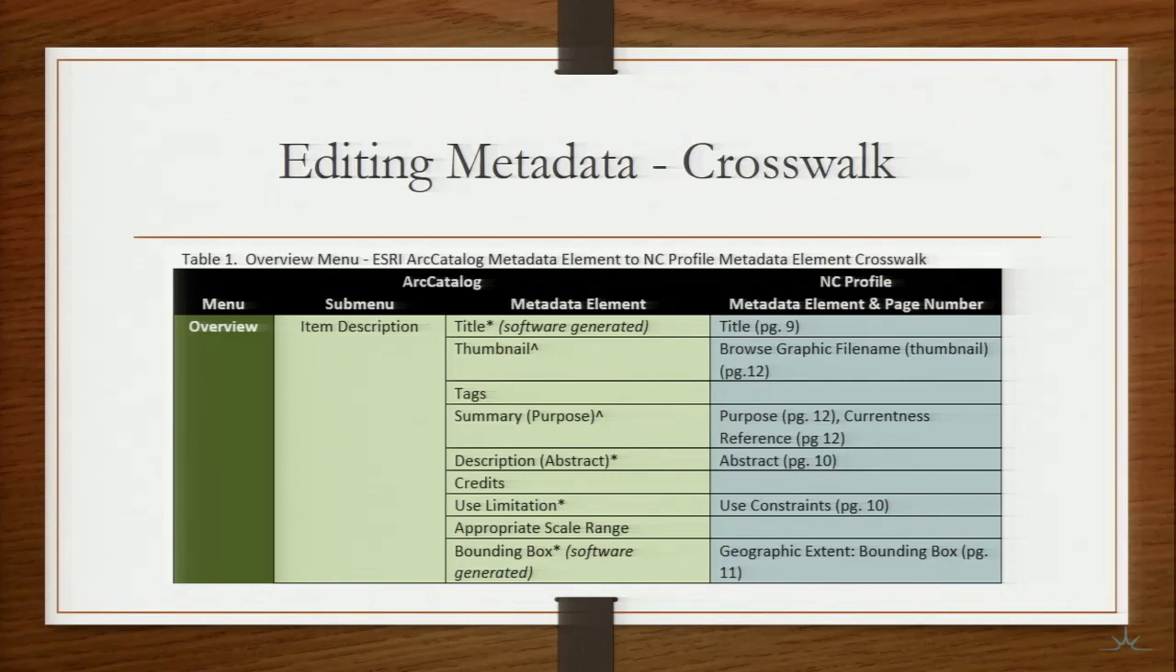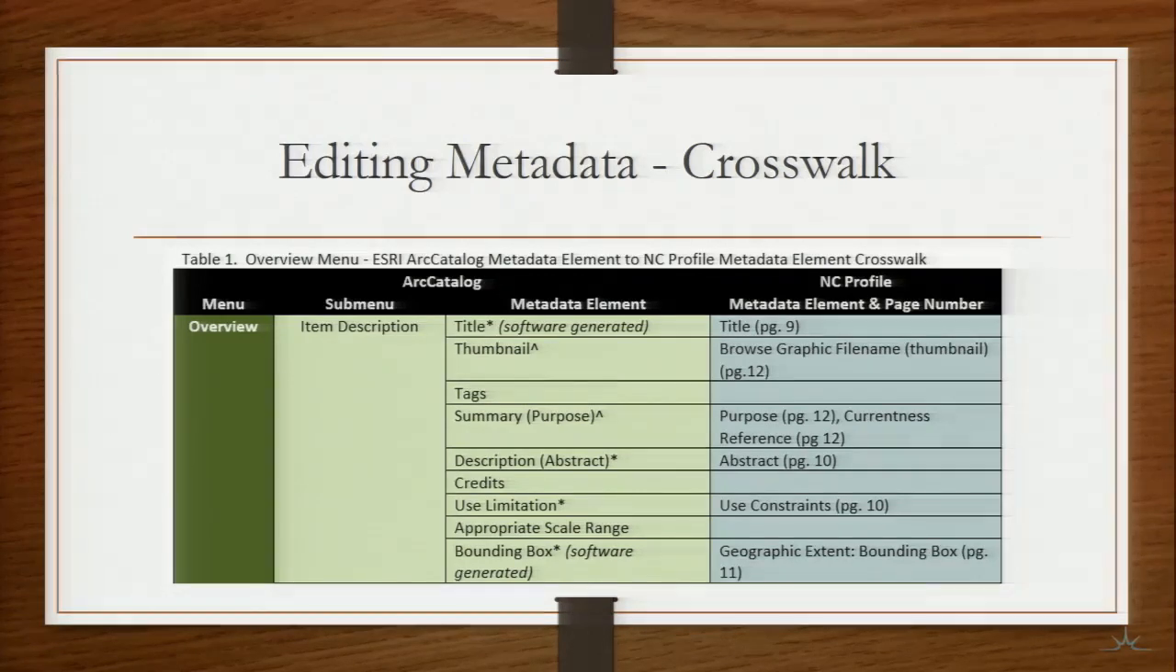Just looking at one of the crosswalks here, this is from the document. You can see on the far left side, we're in the overview menu. Then the submenu that we're in is item description. Down the center, we have the ARC Catalog metadata elements, and then over closest to me, the North Carolina profile metadata element and page number. I'm seeing here another one of those discrepancies between the terminology used by ARC Catalog and the profile. It's thumbnail in ARC Catalog, and in the profile it's called browse graphic file name, and then in parentheses thumbnail. These tables just help marry those things together. Another thing to call out on this page are the page numbers next to the metadata element names from the profile, so you're always able to go back to the profile if you need more context or more information.